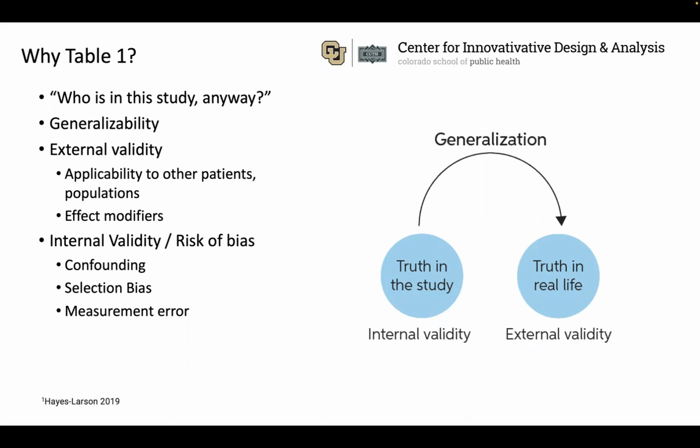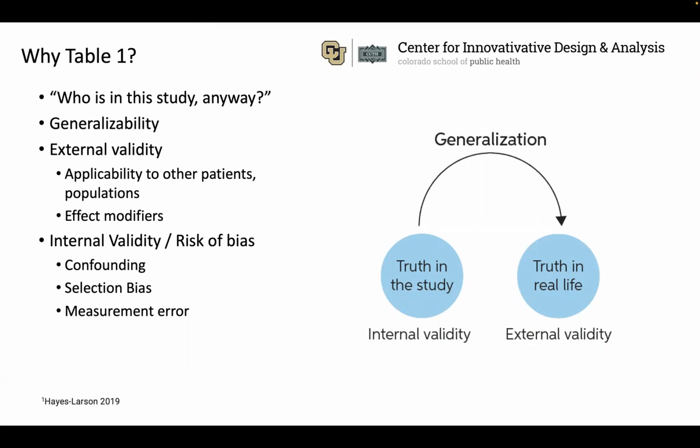So the main things to think about in terms of external validity, we're thinking about its applicability to other patients, other populations, and if we're including all the proper effect modifiers, which are things you can glance at in a table 1 and see your thought process from there.